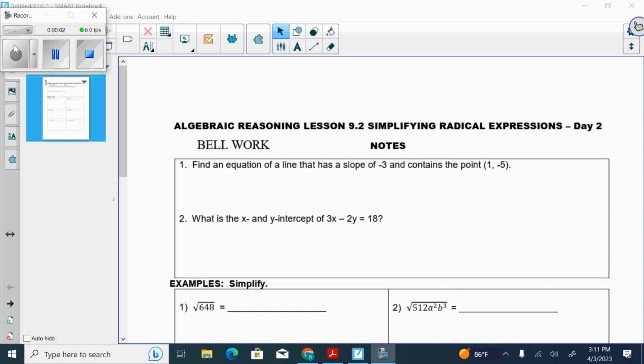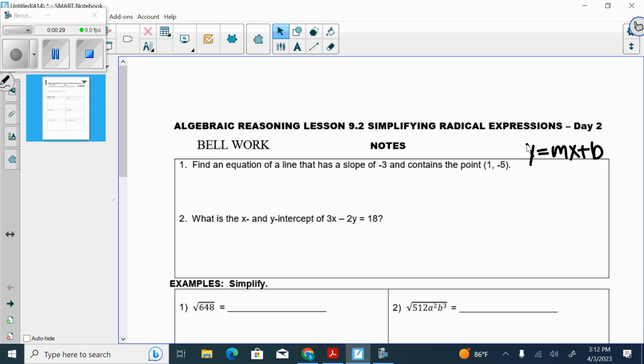Number 1 says to find an equation of a line that has a slope of -3 and contains the point (1, -5). Just a reminder, anytime we write the equation of a line, we write it as y = mx + b, right? In this equation, I'm looking for things I can plug in to solve for what they didn't give me.